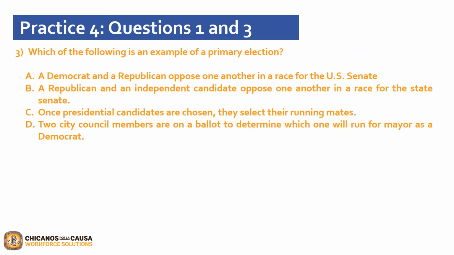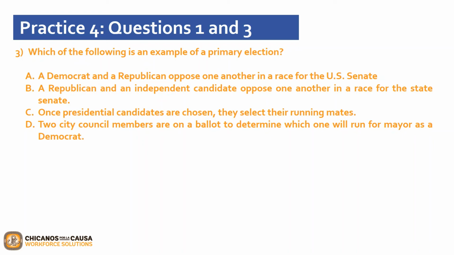Let's move on to question 3. Which of the following is an example of a primary election? A. A Democrat and a Republican oppose one another in the race for the U.S. Senate. B. A Republican and an independent candidate oppose one another in a race for the state Senate. C. Once presidential candidates are chosen, they select their running mates. D. 2 city council members are on a ballot to determine which one will run for mayor as a Democrat.